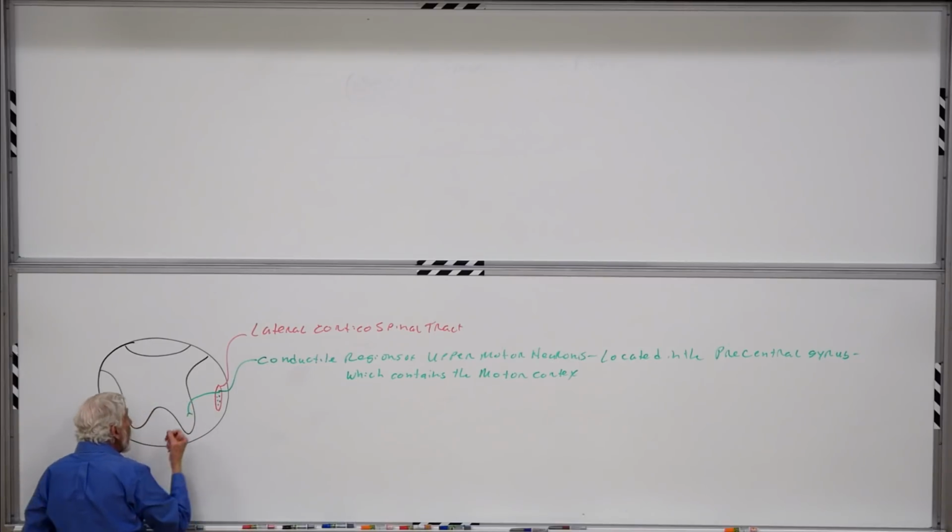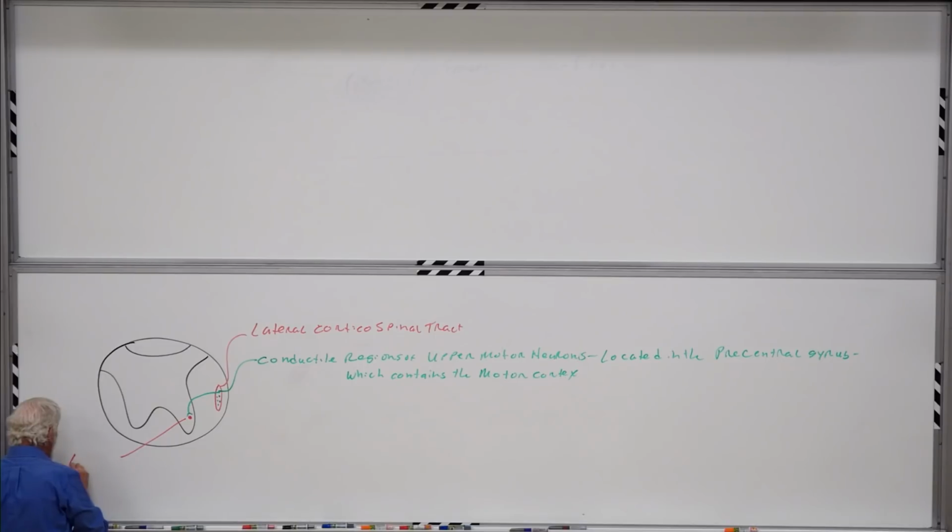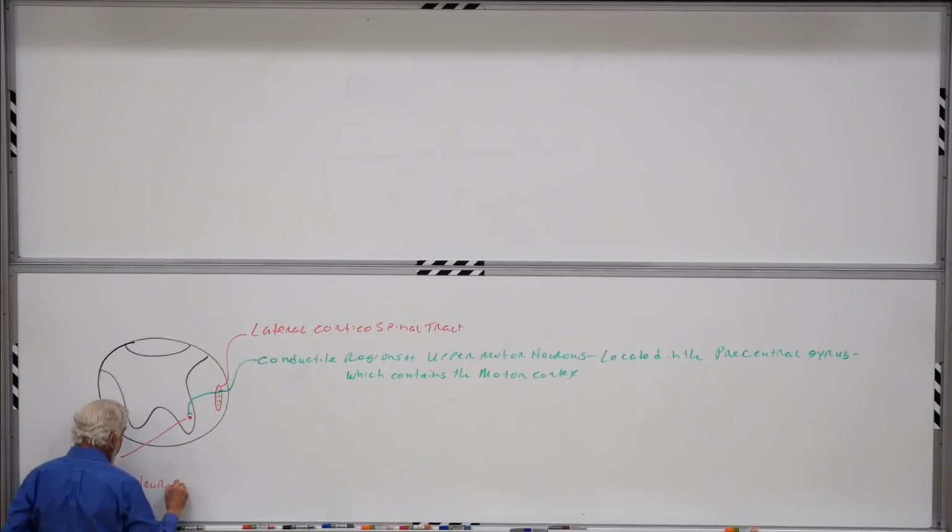In the ventral horn, they will synapse onto the input region of a lower motor neuron. And there will be hundreds of these lower motor neurons in the ventral horn. I'm just going to show 3 of them here.